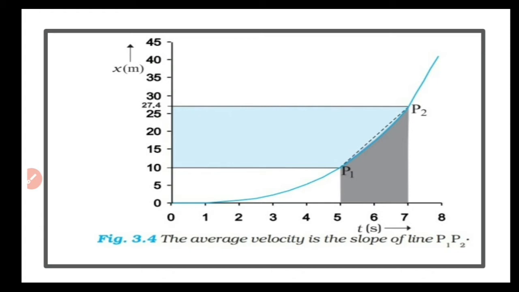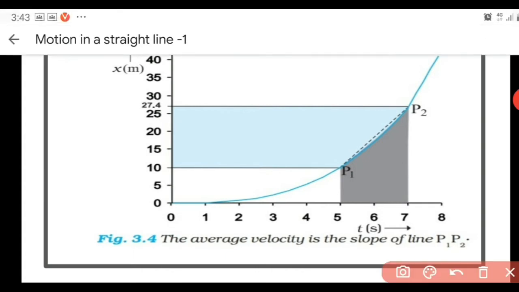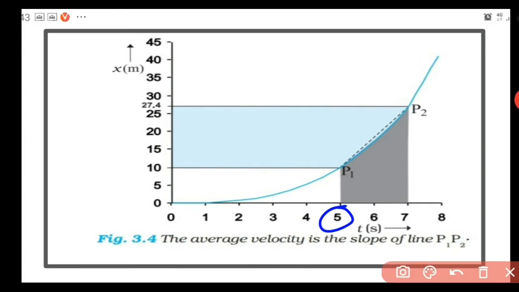So here also we take two points, P1 and P2. Corresponding to P1 and P2, the instants of time are 5 and 7, and the positions at the two instants are 10 and 27.4. So we have the positions and the instants of time.